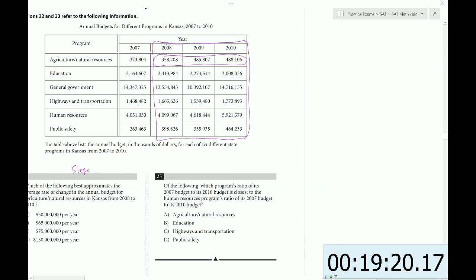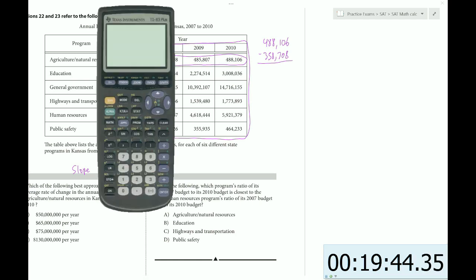So to find the slope, we could do a change in Y over change in X. So in this case, the change in Y, we'll use the endpoints 488,106, and we'll subtract from that 358,708. That'll be our change in Y. The change in X is just going to be 2 years, right? So 2010 minus 2008. So let's use the calculator to help us out. So we'll have 488,106 minus 358,708. That equals this.